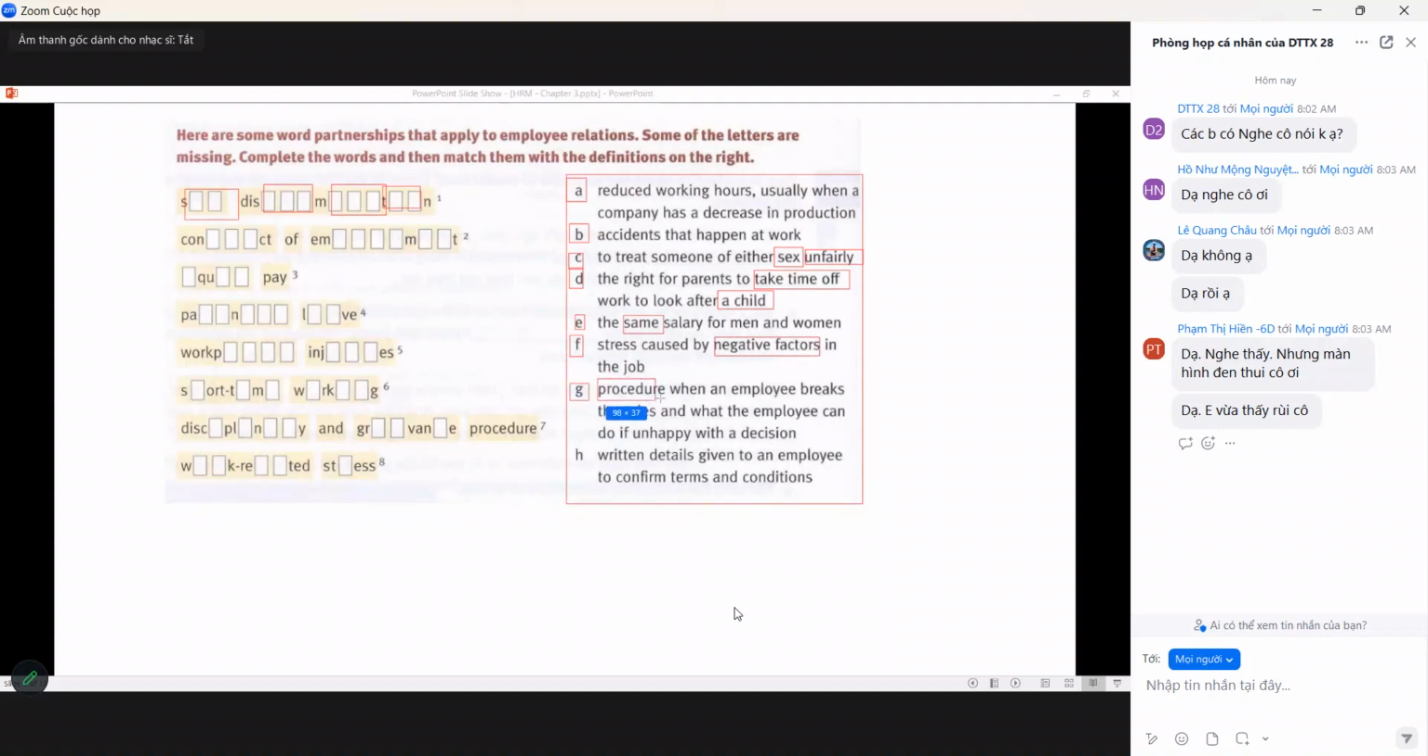G. Procedure when an employee breaks the rules and what the employee can do if unhappy with a decision. H. Written details given to an employee to confirm terms and conditions. Okay, these are the meanings of the phrases here. So you need to read the meanings and then find the letters missing in each phrase.